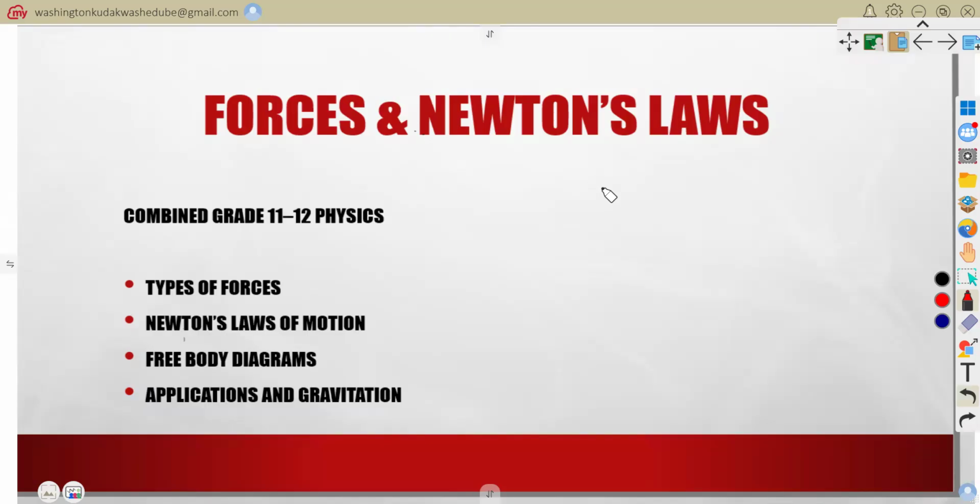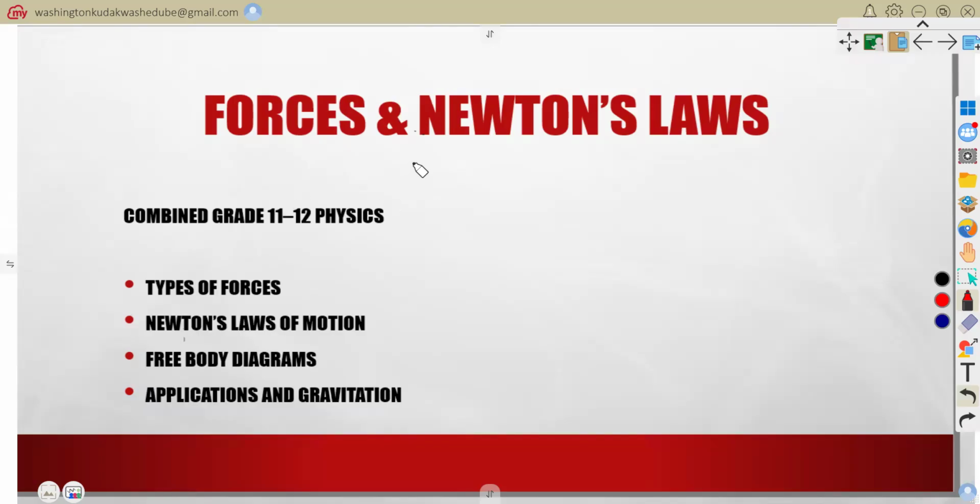This is Maths Zone African Motives, and today we want to start looking into grade 12 physical sciences. We are going to start with topics that were also done in grade 11, as we combine both grade 11 and grade 12.